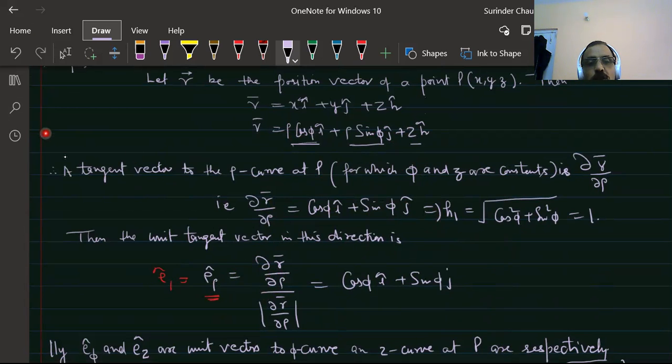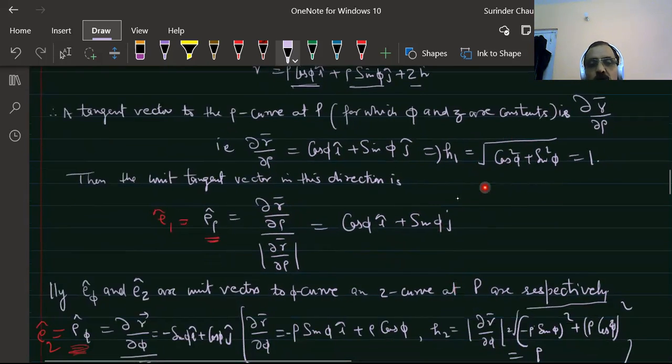This is tangential. We have already found the tangential unit vector. The tangential unit vector is the vector upon the magnitude of the vector. So this is the tangential vector in the direction of rho increasing. So E1 vector, which is equal to E rho vector, will be the partial derivative of this R vector with respect to rho upon its magnitude. So E rho vector comes out to be cos phi i plus sin phi j.